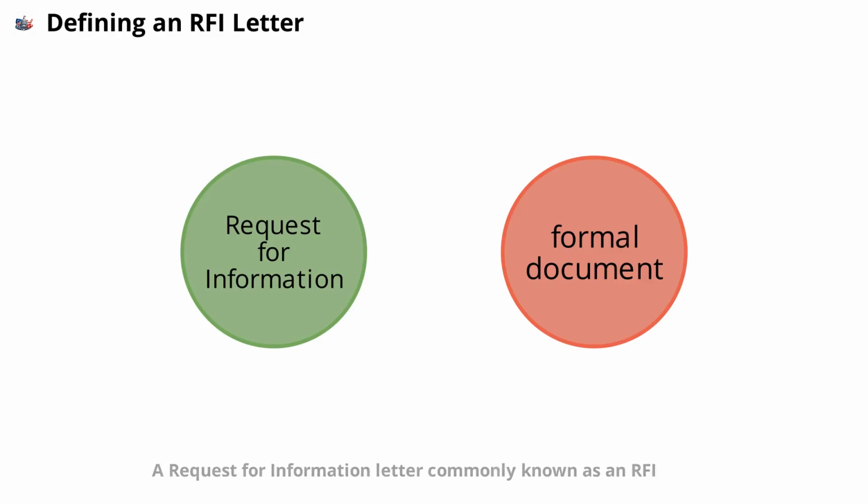A Request for Information letter, commonly known as an RFI, is a formal document sent by one party to another to obtain specific details or clarification about products, services, or procedures. It's not a contract or a binding agreement, but rather a preliminary step in the procurement or decision-making process. RFIs are widely used in industries such as construction, IT, and government, where clear and accurate information is vital before moving forward. By sending an RFI, organizations can compare options, understand offerings, and make informed choices.